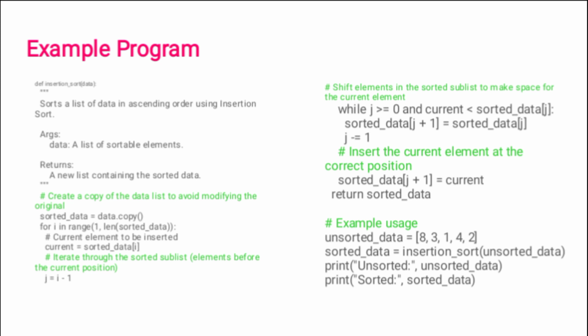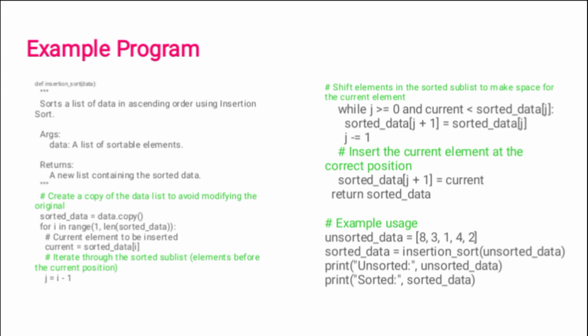In each iteration, the current element to be inserted is identified and then we use a variable j to iterate backwards through the sorted sublist, that is the elements before the current position. Then compare the current element with the elements in the sorted sublist. If the current element is smaller than the element in the sorted sublist, we shift the larger element one position to the right, creating a space for the current element.